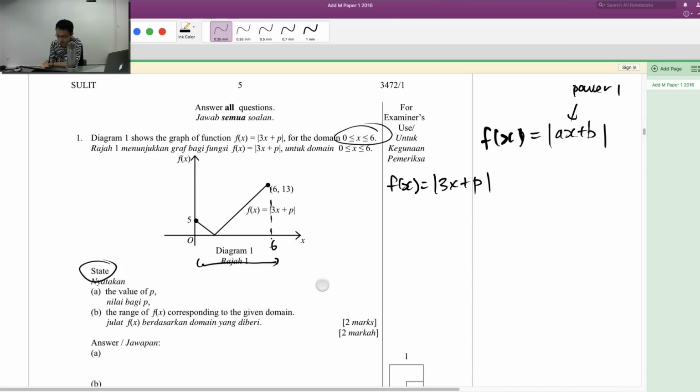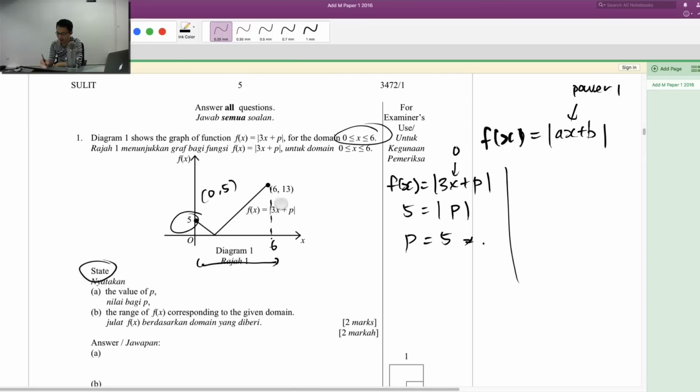In order to find the value of p, you just need to substitute a coordinate into it. You can use any coordinate. If I want to find the value of p, I use this coordinate, (0, 5). That means x is 0, f(x) is 5. So this is 0 plus p, so basically p is 5. Actually p can be positive or negative 5, but I guess here they want 5. Do you understand why I get 5? You just substitute 0 into here.